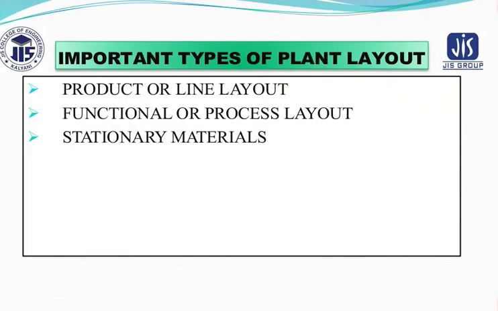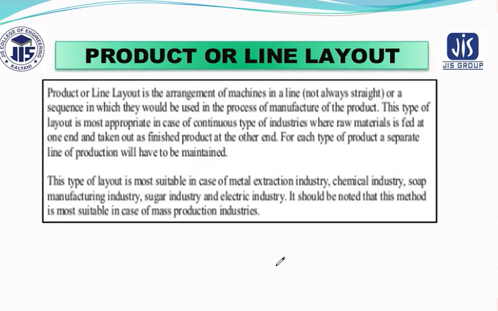So you can see that we are going to discuss today the important types of plant layout. Basically, plant layout is further divided into three categories. One is product or line layout. Next is functional or process layout. And finally, it is stationary materials. So now let's have a look at production or line layout.